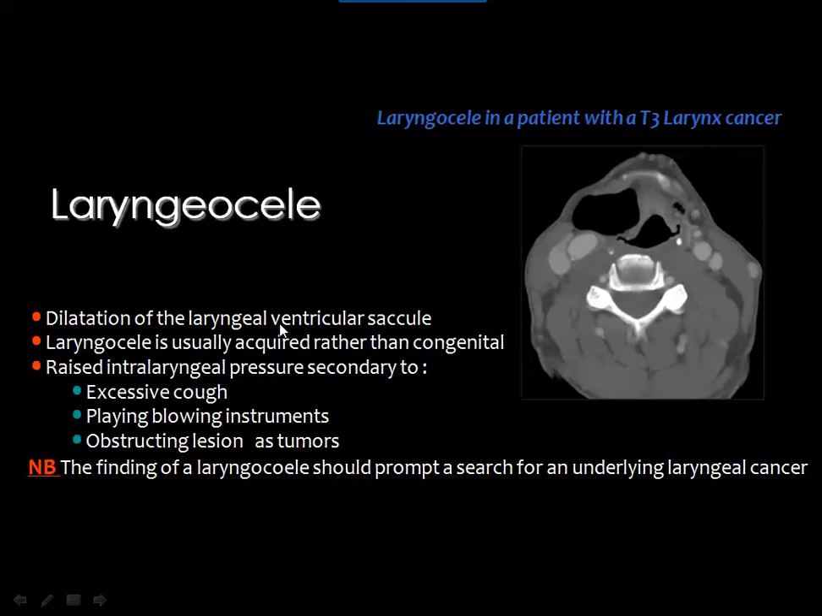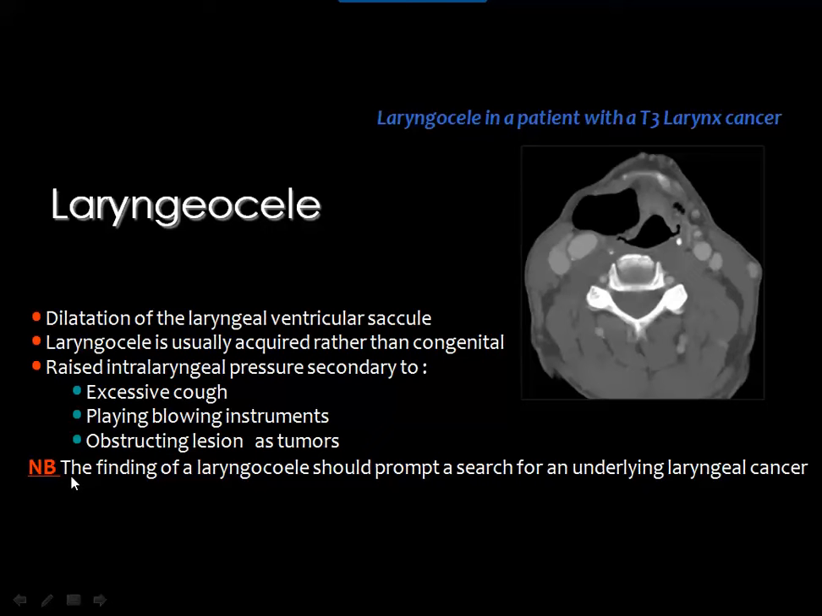The laryngeal ventricle or the laryngeal saccule, which is located in the region of the laryngeal ventricle, and this will distend by air. And the laryngoceles are usually acquired rather than congenital, and we may have three types, as I will mention, of laryngoceles, but the main cause is elevated intralaryngeal pressure, which is usually secondary to excessive cough, blowing instruments, and obstructing lesions as in laryngeal tumors.